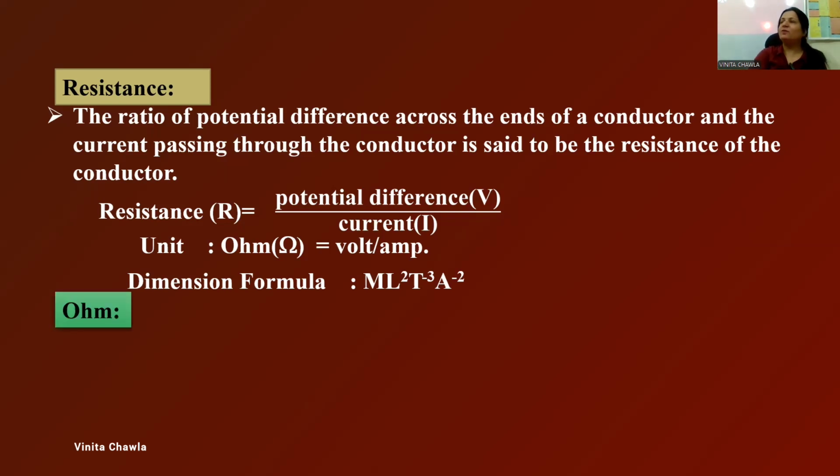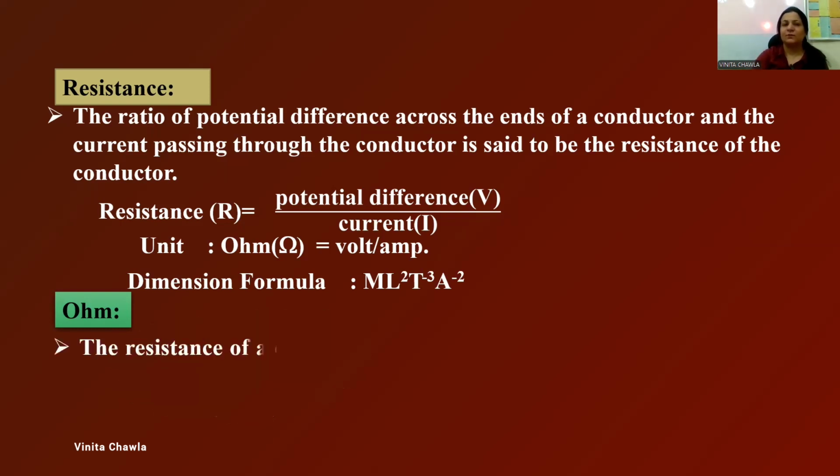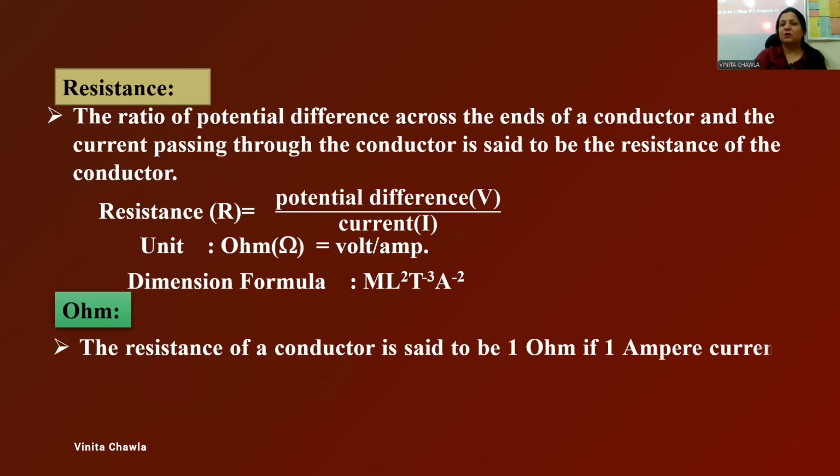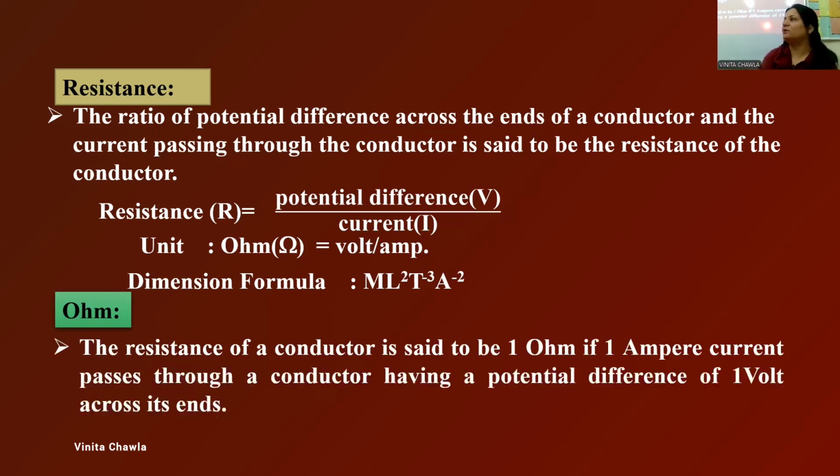So how can we define 1 ohm? The resistance of a conductor is said to be 1 ohm when potential difference is 1 volt and current is 1 ampere. The resistance of a conductor is said to be 1 ohm if 1 ampere current passes through a conductor having a potential difference of 1 volt. Okay.